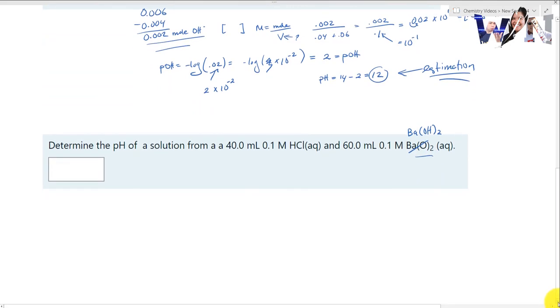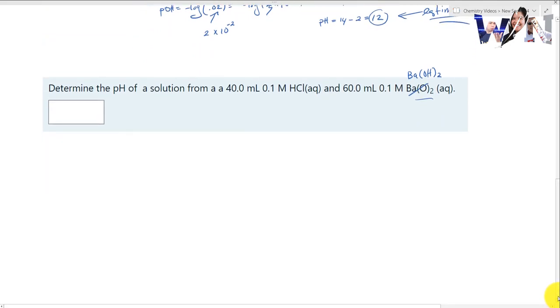Now let's try another problem. In this case, I changed the KOH to BaOH2. We have the same volumes and the same concentration, but I changed this to BaOH2. We'll see how that changes the whole problem. Here we have 1000, bring that 3 decimal places, so we have 0.040 liter, and we multiply that by 0.1.